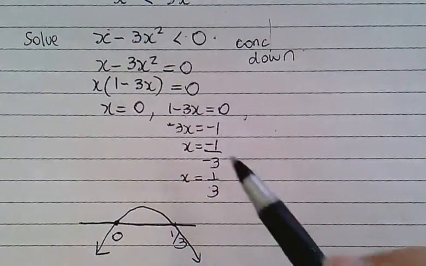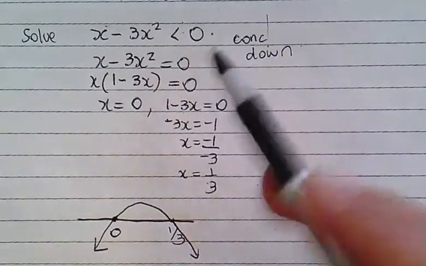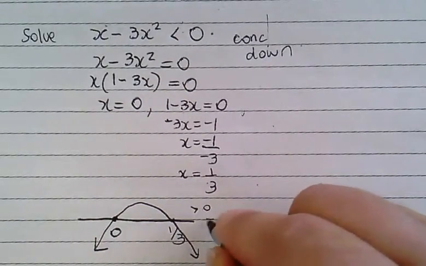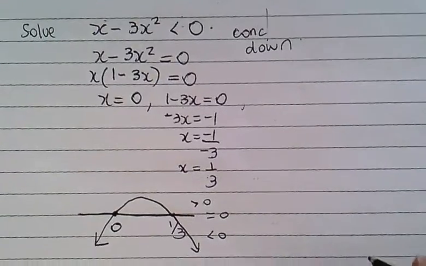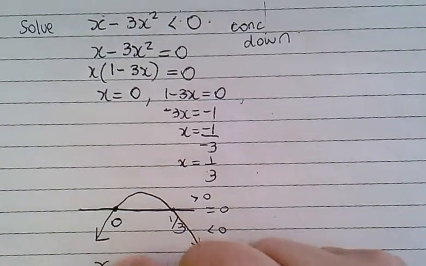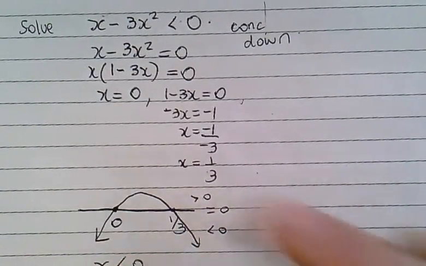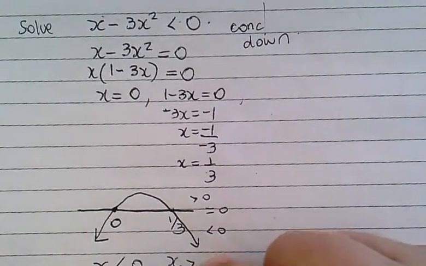And I want to know where this function is less than 0. Remember, greater than 0 is above the line, less than 0 is below the line. What's my solution? X is less than 0. Yes, and x is greater than a third.